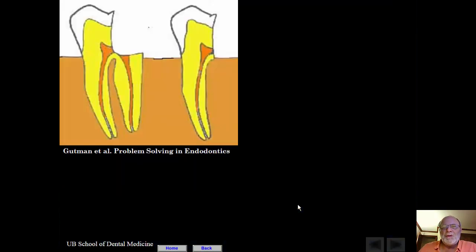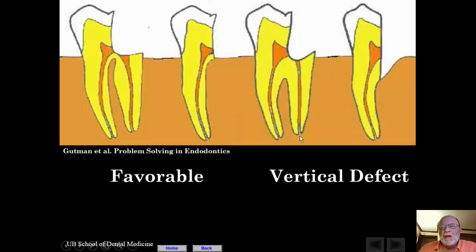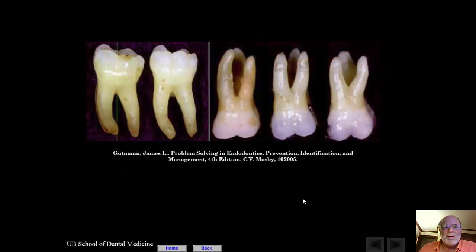The concept of doing a hemisection, splitting a tooth in half, or root amputation, it's usually done in molars, and of course it depends on where the furcation is found in the molar. When you have a clinical situation like this with a furcation close to the crestal ridge, then it's favorable for any of these procedures. When you have a furcation that's low, you have the potential of having a vertical defect.